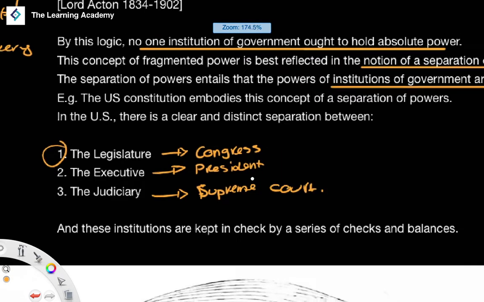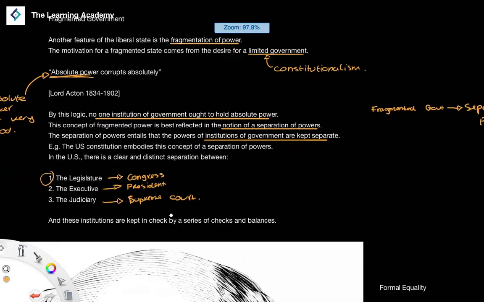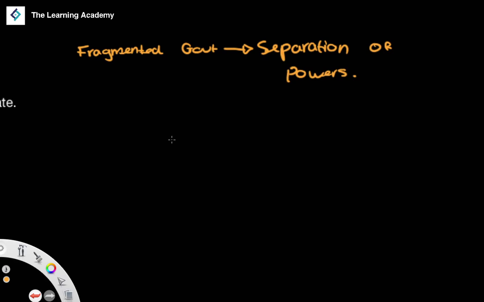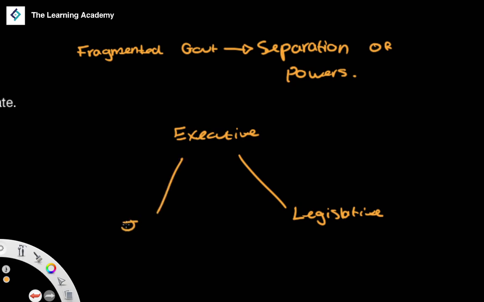But not only have we got this horizontal separation of powers in the United States, so not only do we have this traditional view of there being a separation of powers that looks like this, so we have an executive branch, we have a legislative branch, and we have a judicial branch.